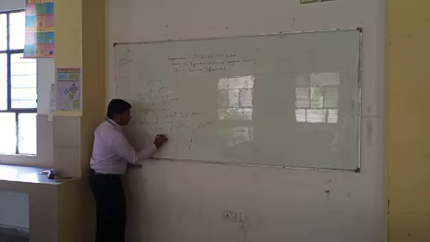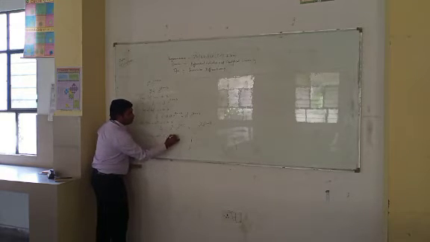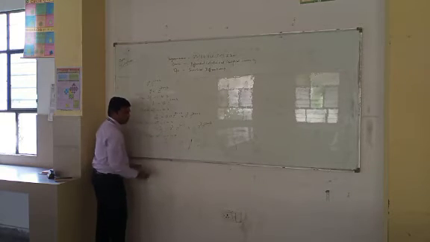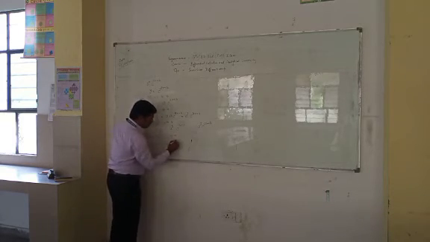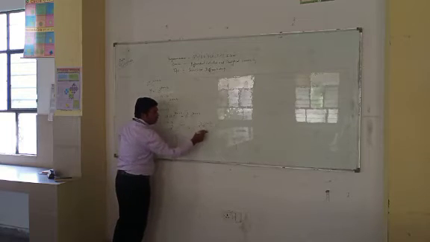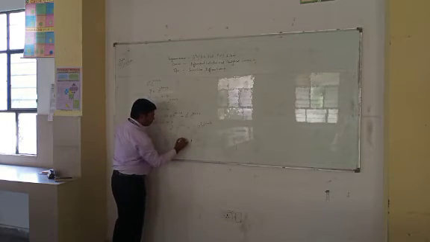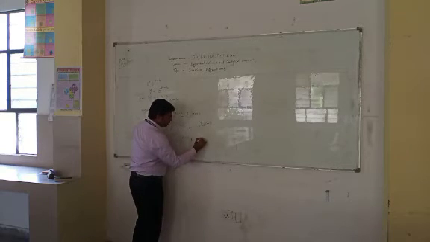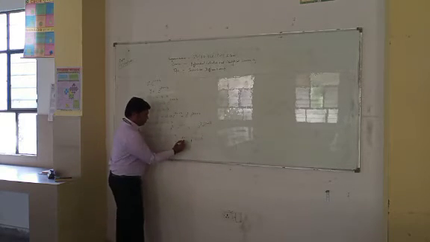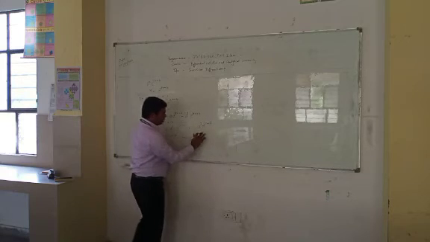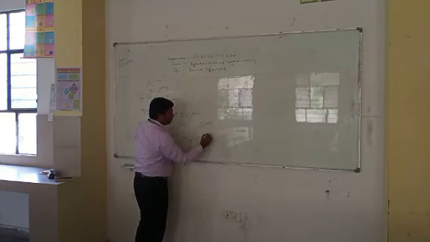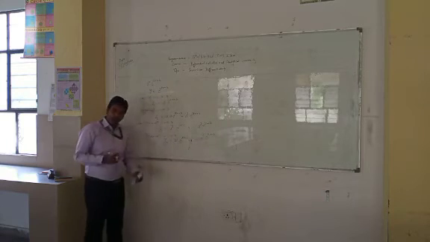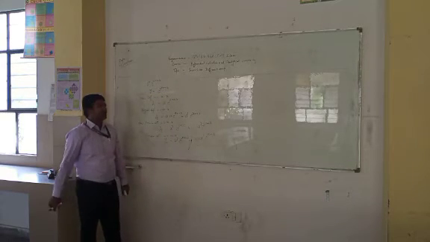Again differentiating with respect to x. So y4 is equal to a cube and e to the power ax plus b, which is a cube into a, that means a to the power 4 e to the power ax plus b. Now we can write the nth derivative.